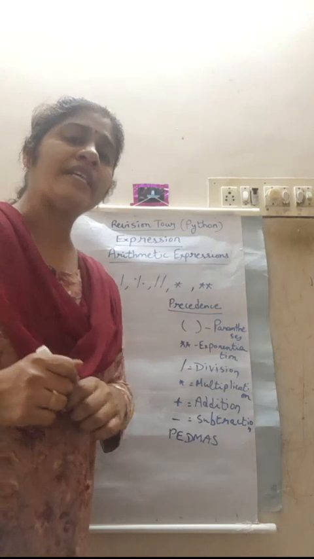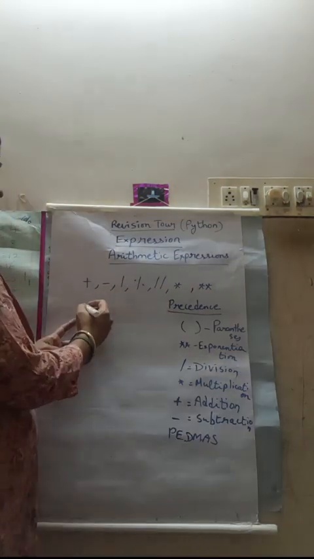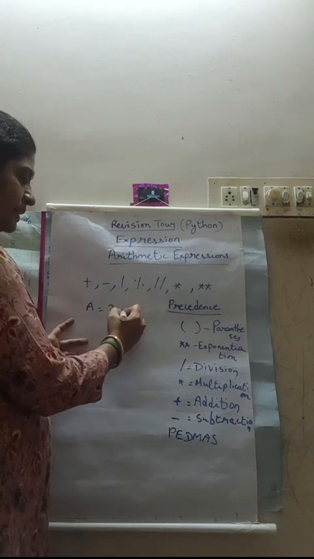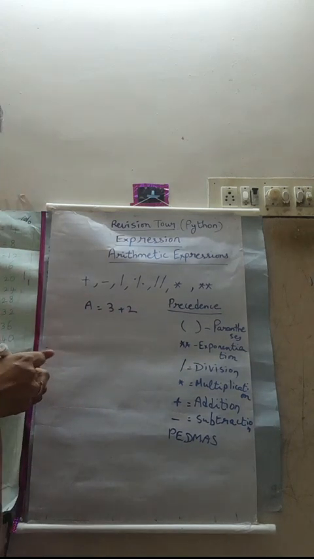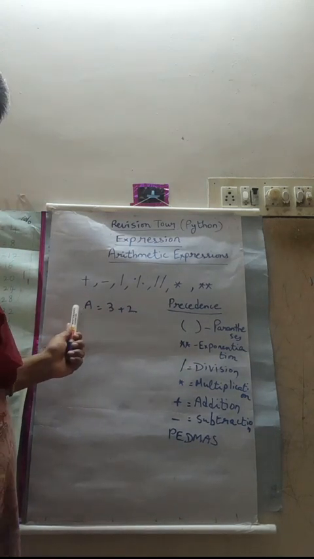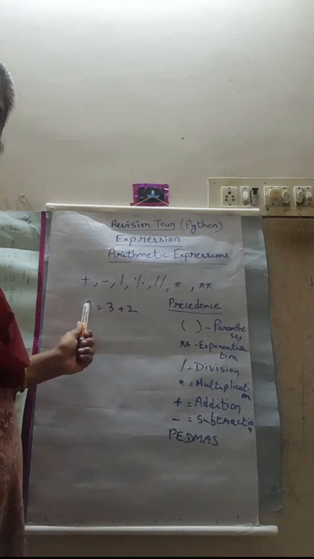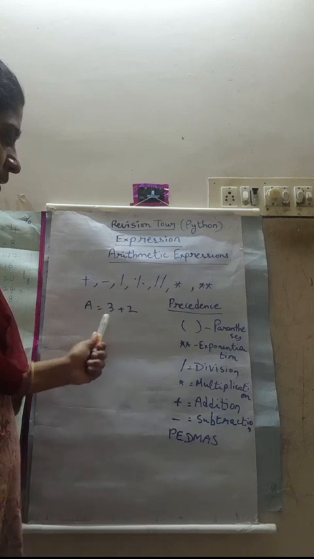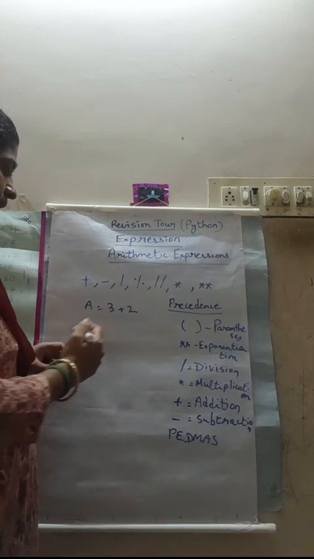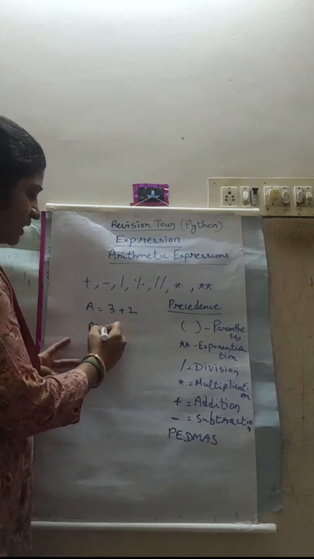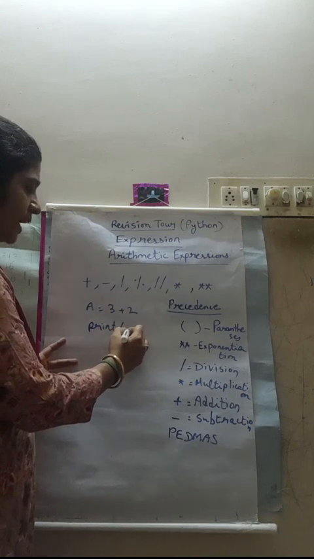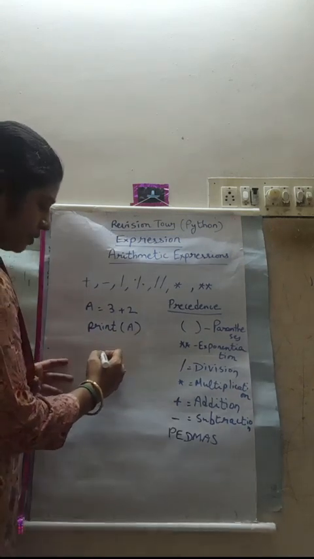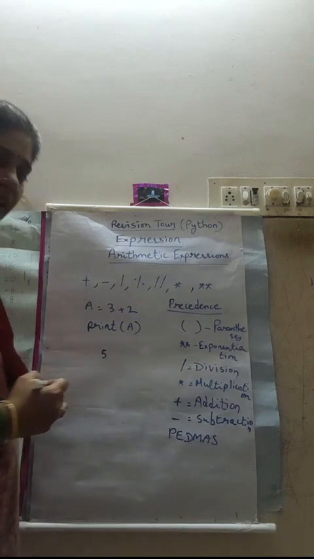Suppose I have got a simple expression. Suppose A is equal to 3 plus 2. I have got a variable, and I'm trying to store 3 plus 2. So it will evaluate 3 plus 2 and store it in A, and I'm just writing print A. So what will be the output? It is simple. The output would be 5.